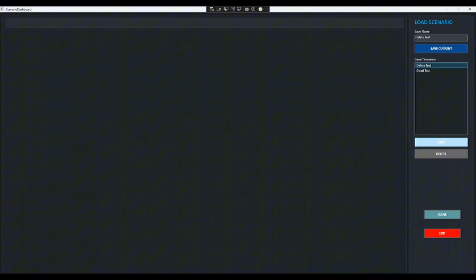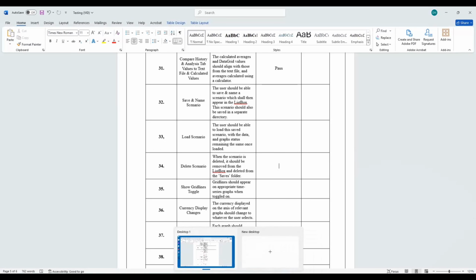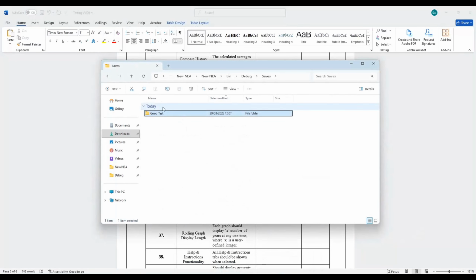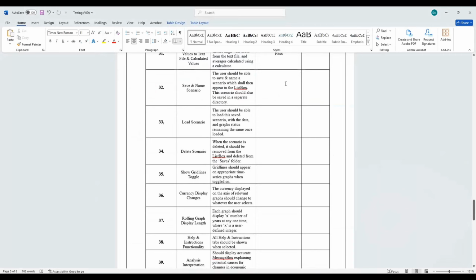And when we come to delete it, it's removed from the list. And is it removed from the files? Yes, it is. As you can see, the only test remaining in the saves folder is indeed good tests. So that covers all three of these criteria, and they pass successfully, so we can mark them down as a pass.